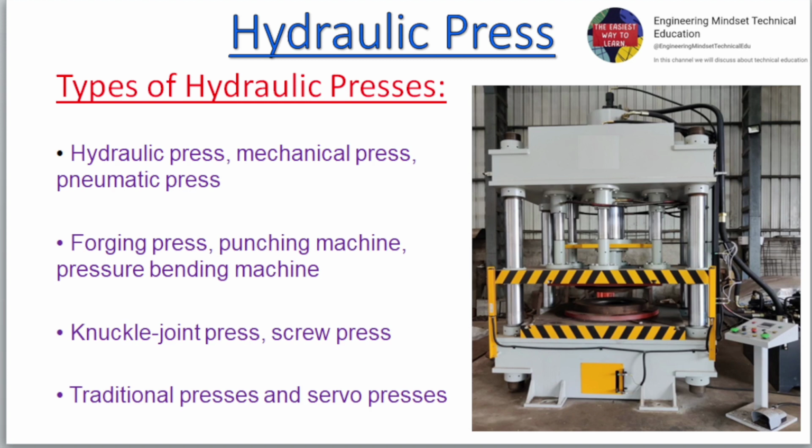Types of hydraulic presses. Hydraulic press, mechanical press, pneumatic press. Forging press, punching machine, pressure bending machine. Knuckle joint press, screw press. Traditional presses and servo presses.